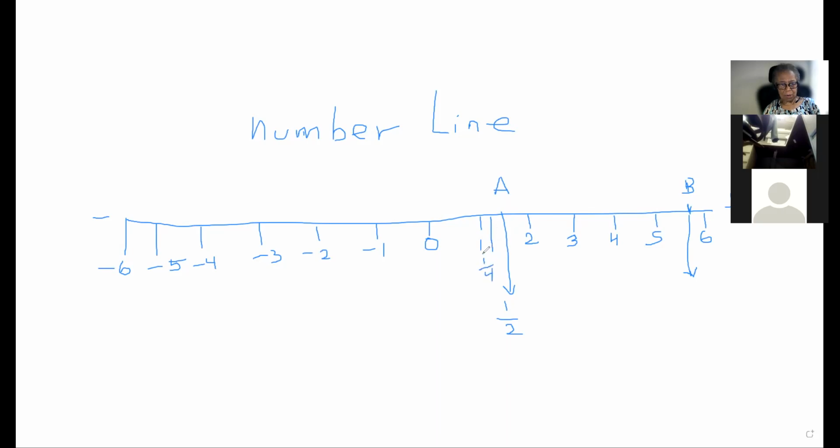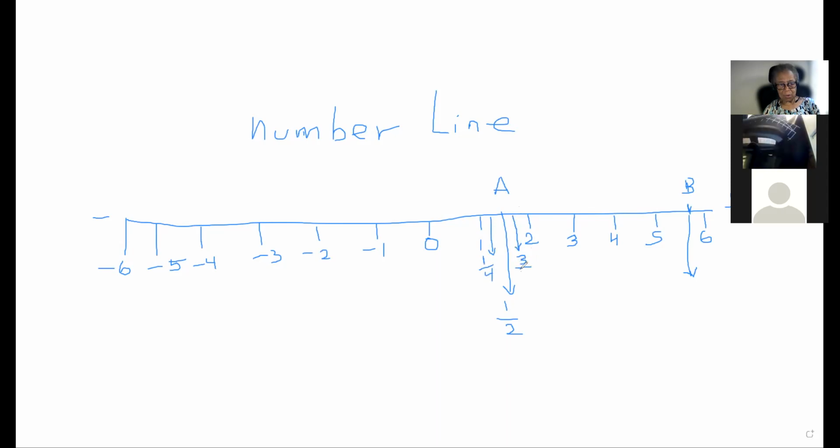In other words, 1/4 is smaller than a half. So if I was right here on my line, I would be at 1/4. And if I'm here, I'm at 1/2. If I'm about here, then that's about 3/4.